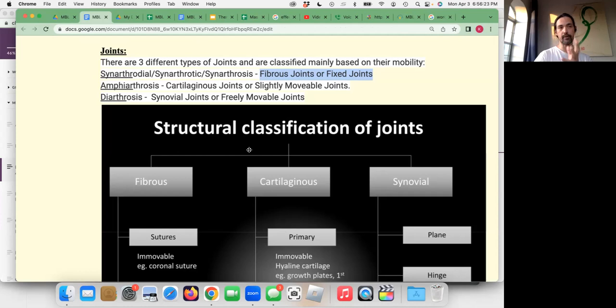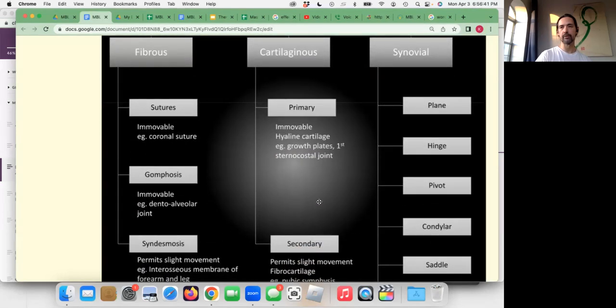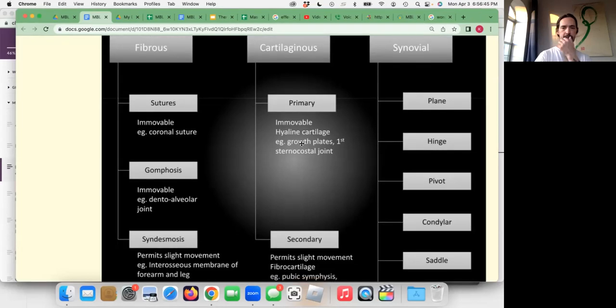So the amphiarthrosis or amphiarthrotic joints, they have a lot of cartilage between them, more cartilage than the fibrous joints. The fibrous joints are joined by fibers. They're joined by connective tissue, and cartilaginous joints have cartilage between them. So if you look at the amphiarthrotic joints, at the amphiarthroses, you see that there are two kinds. Mainly, it's the hyaline cartilage that you find in growth plates.